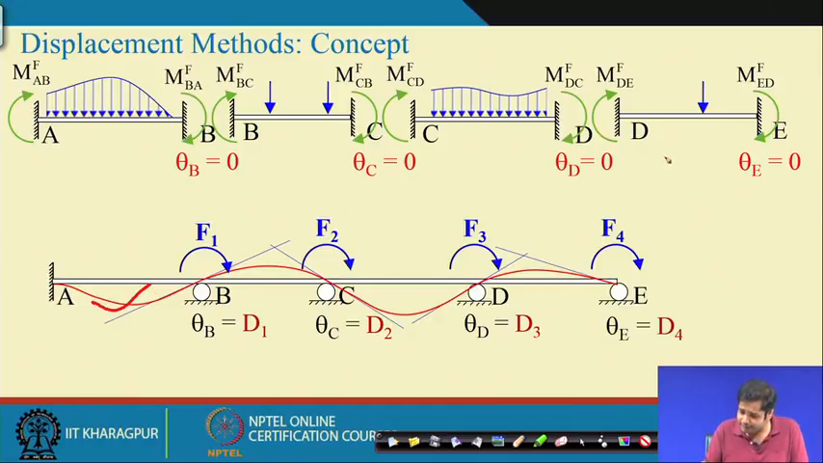Next is the primary structure subjected to external load. This is the primary structure subjected to redundant displacement, right. In the force method, once we have solved the primary structure subjected to external load and the primary structure subjected to redundant forces, the next step was to apply the compatibility condition at various joints.